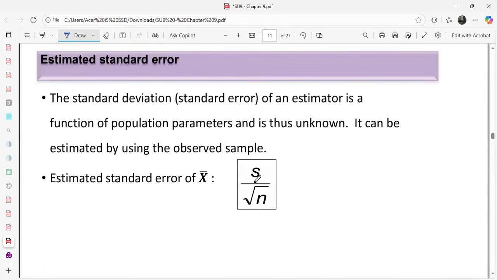Now, let's talk about this. This is very, very important. If they give you a statement where they say calculate the standard error of the mean, this is the formula that you are going to use: the standard deviation divided by the square root of n, where n is the random sample. So it's easy to calculate the standard error. This is the formula that we are going to use.